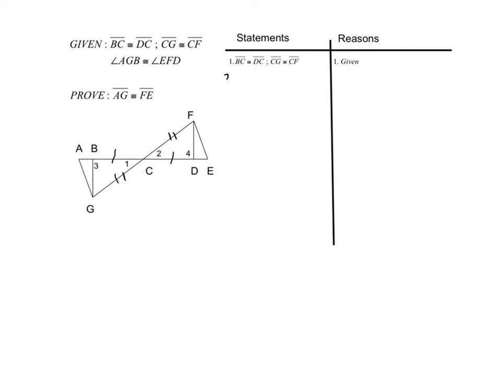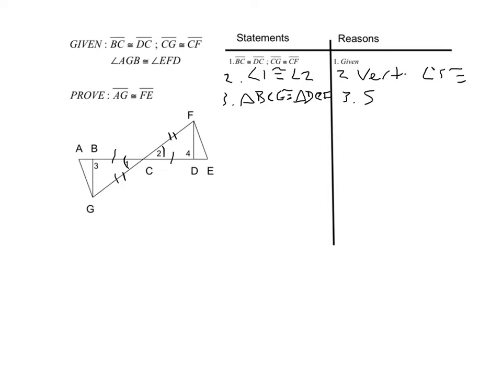Now, we have to think of some previous theorems, definitions, etc., and we're going to go with vertical angles. Angle 1 congruent to angle 2. Why? Vertical angles are congruent. Now, when I mark my diagram, it should be very obvious why we have congruent triangles. Triangle BCG is congruent to triangle DCF. Reason, side angle side.